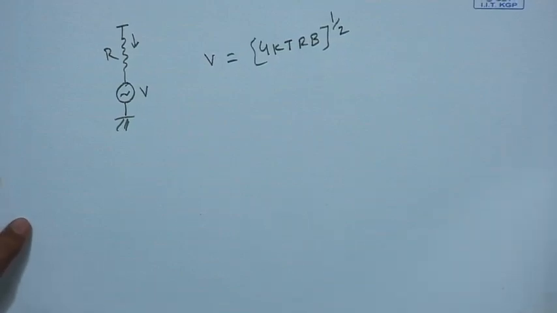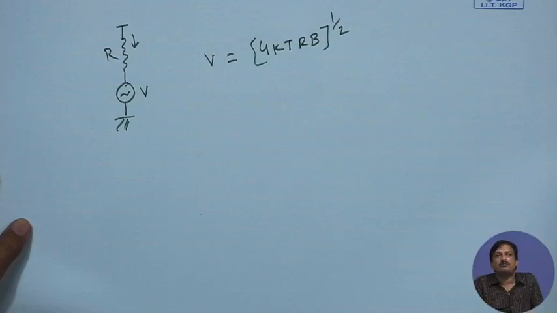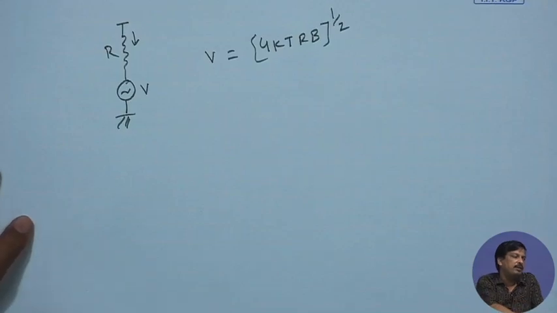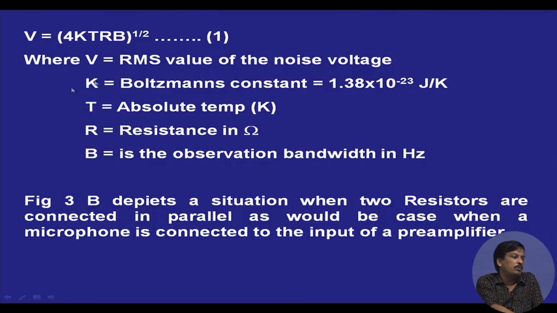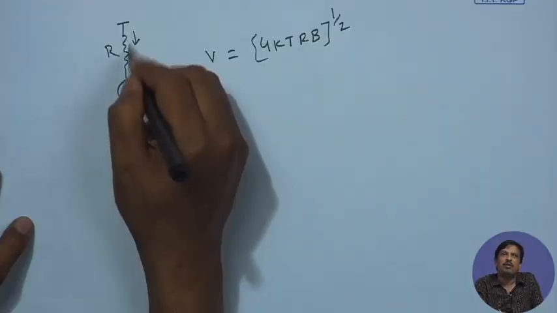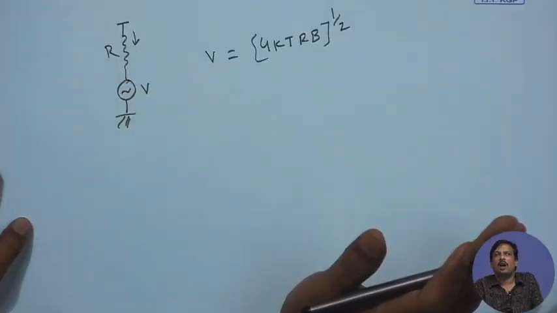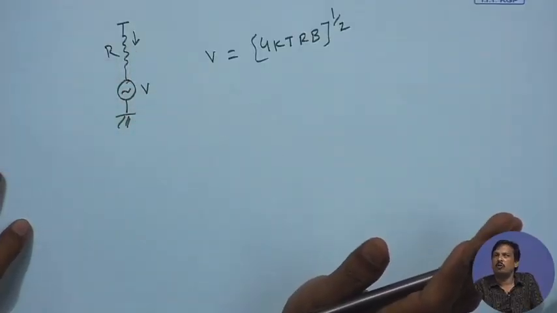What is k? k is the Boltzmann constant. What is T? Temperature in Kelvin. What is R? The resistance. What is B? The bandwidth. If you see these slides, V is the RMS noise voltage, k the Boltzmann constant, T the absolute temperature, R the resistance, B the bandwidth. So, the signal bandwidth also affects how much noise voltage will be produced.